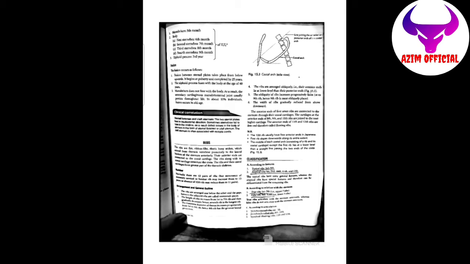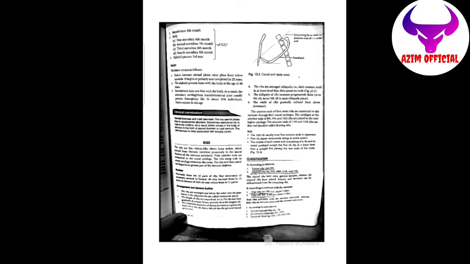Then, the typical ribs have the same general features, whereas the atypical ribs have special features and therefore can be differentiated from the remaining ribs. According to the relations with the sternum, true ribs are the 1st to 7th ribs, and false ribs are the 8th to 12th ribs, because they are not individually attached to the sternum by their own costal cartilages. They are attached either conjointly, with 2 or 3 ribs attaching together at one point.